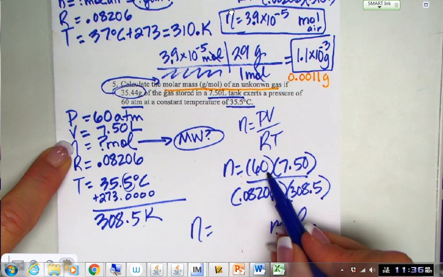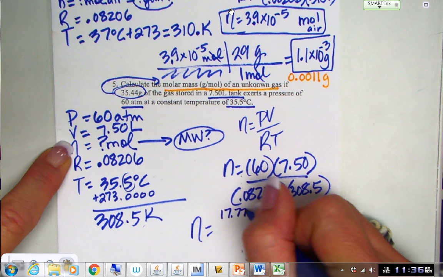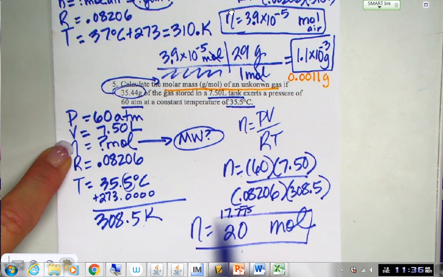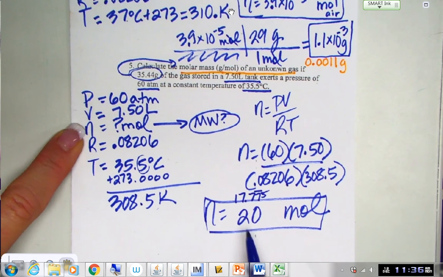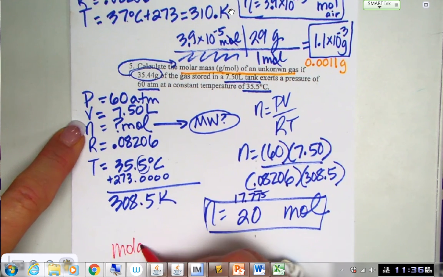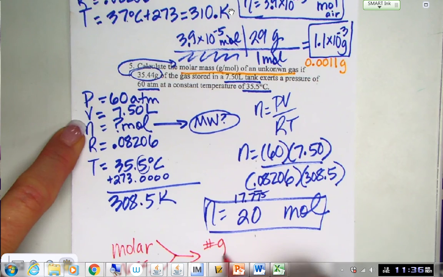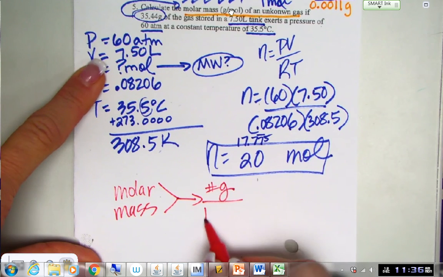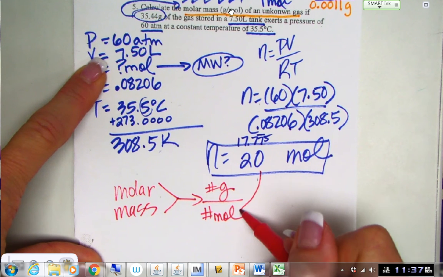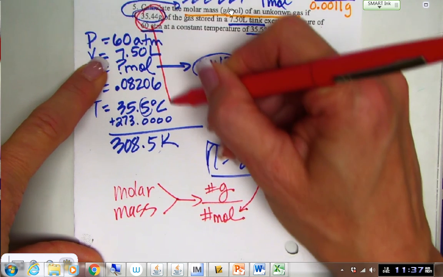You need one sig fig. So when I rounded this to one sig fig, my calculator gives me like 17.775. But you round it to one sig fig, so you would round that to 20 moles. So here's 20 moles. But remember, do not clear your calculator out. We're going to use this now to help us get molar mass. Recall, molar mass is the number of grams of the substance divided by the number of moles of the substance. Well, guys, we just found the moles, so that's going to go in the denominator. The grams were given in the beginning of the problem, 35.44 grams.